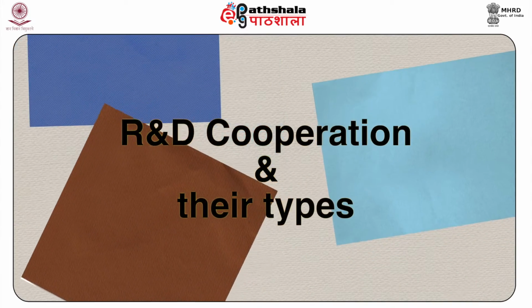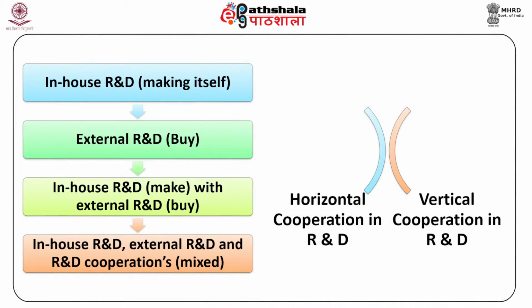R&D cooperation and their types. Traditionally, the research and development process is instrumental to innovative behavior of firms and dynamic industries. R&D cooperation, on the basis of firm strategy, is commonly reflected in the following four major categories: in-house R&D, making itself; external R&D; in-house R&D combined with external R&D; and R&D cooperation mixed.